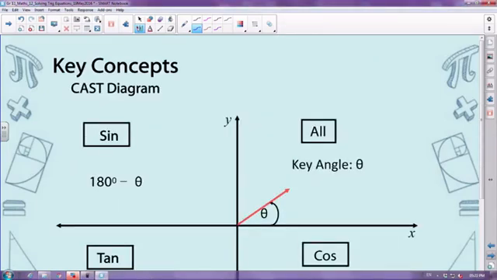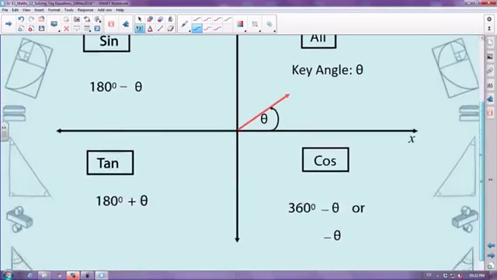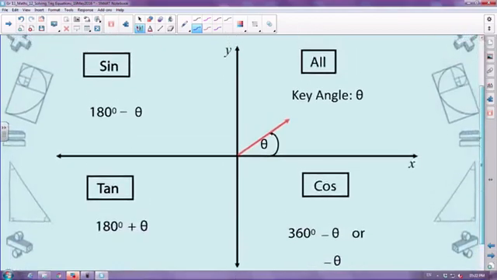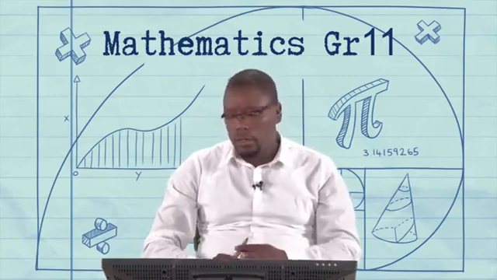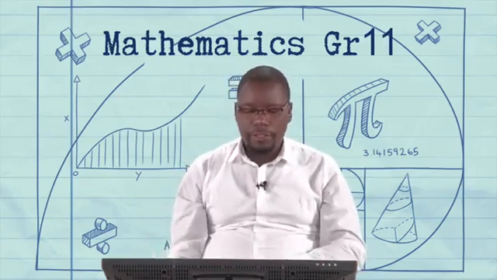Now, remember again, in the previous sessions, we've spoken about the CAST diagram. In the first quadrant, all the trig ratios are positive. In the second quadrant, it's sine and its reciprocal. In the third quadrant, it's tan and its reciprocal. And then in the fourth quadrant, it is cos. We will be using this again when solving equations and in finding your general solution.